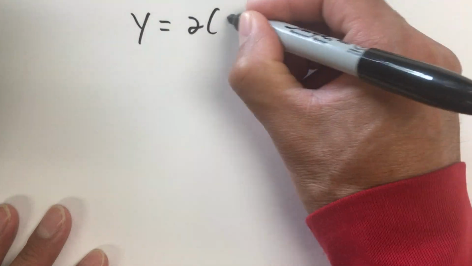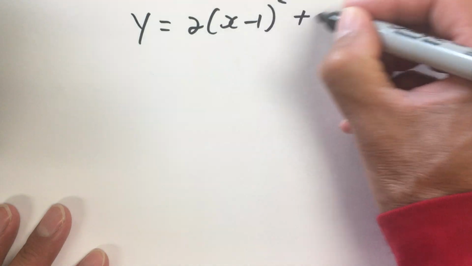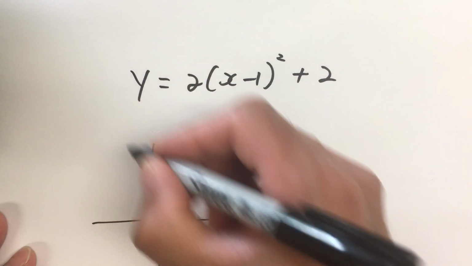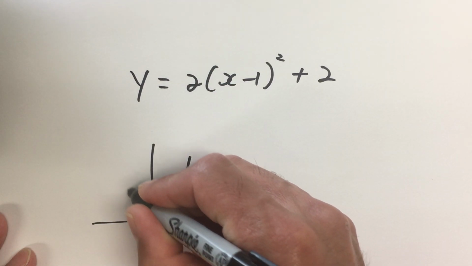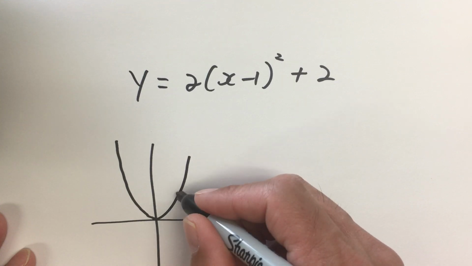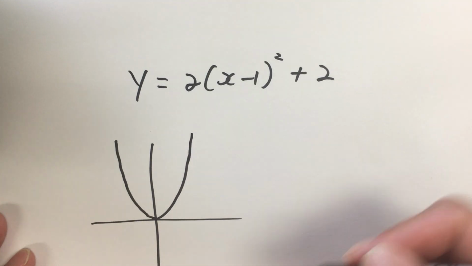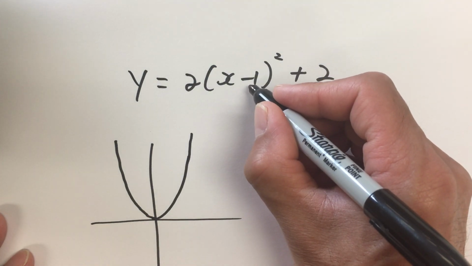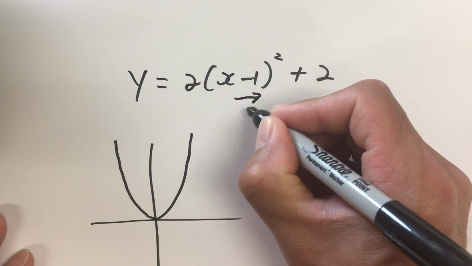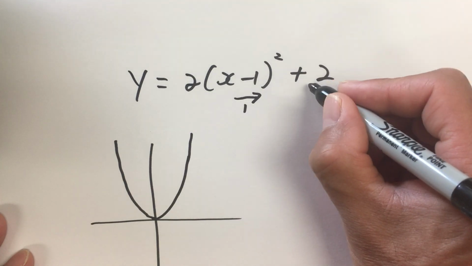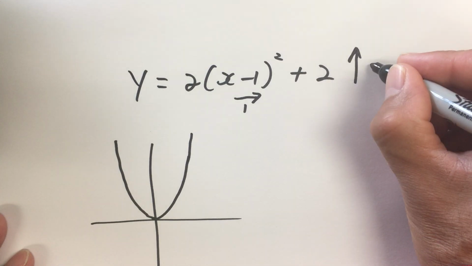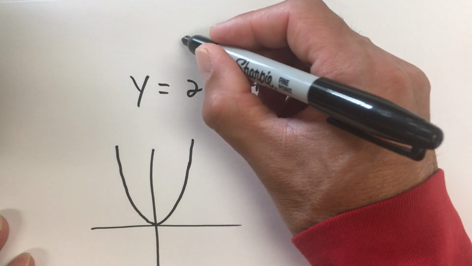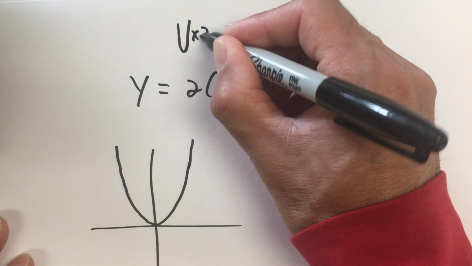So y is equal to 2 times (x minus 1) squared plus 2. So the way you will learn to do this is you memorize y equals x squared, looks like this. Or you go over 1 up 1, over 2 up 4, over 3 up 9. You just keep going up by the square. And then we apply what we call transformations. This transformation, this minus 1, means we go 1 to the right. This plus 2 means we go 2 up. And this 2 here means we stretch by a factor of 2.